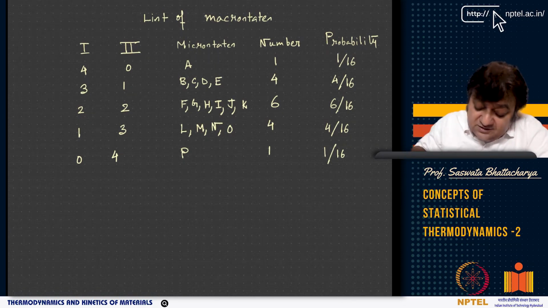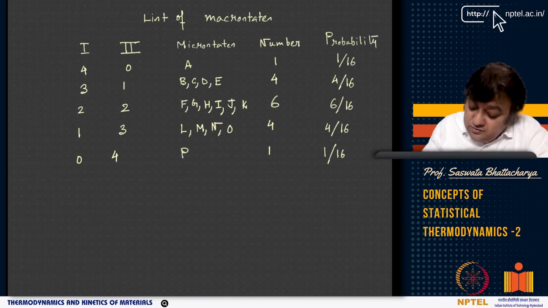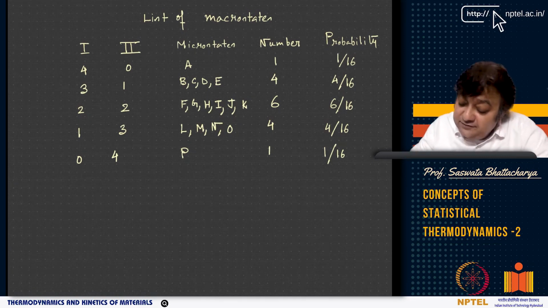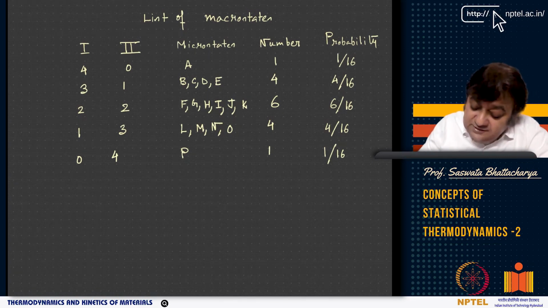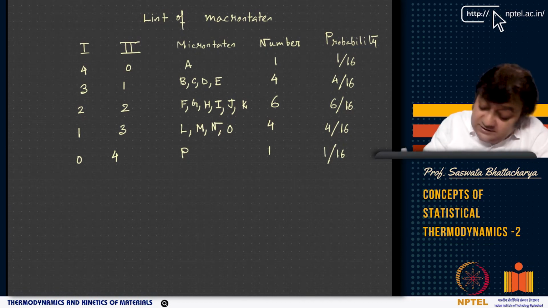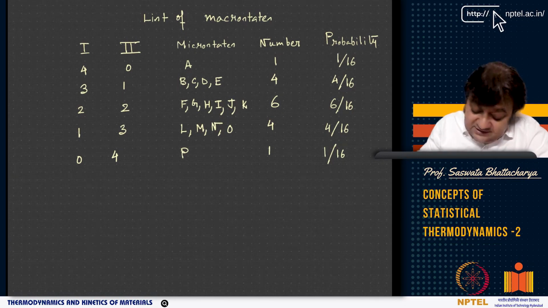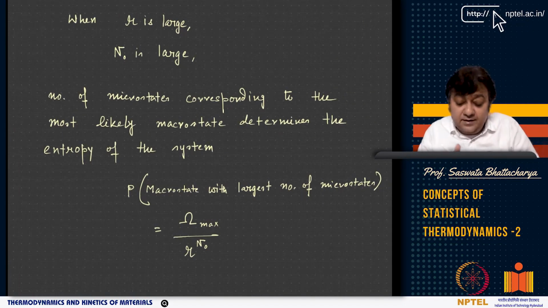4, 0 means it corresponds to the microstate A, and then it corresponds to B, C, D, E. Then F to K corresponds to 2, 2. Then L, M, N, O corresponds to the 1, 3 macrostate, and 0, 4 corresponds to P. Now if you see the probability of each, for macrostate number 1 you have 1 by 16, and the highest is when 2 and 2 are there, right?